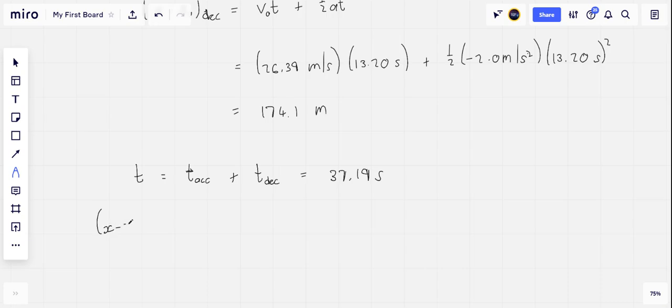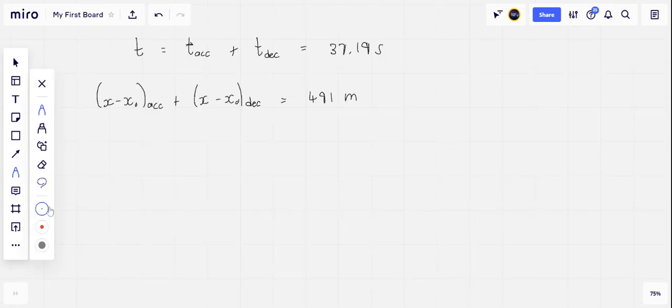The total displacement for these two phases, x minus x naught ACC plus the displacement covered during deceleration, x minus x naught DEC, is 316.5 plus 174.1, which gives us 491 meters. Now let's look at the first situation where the stations are 3 kilometers apart.